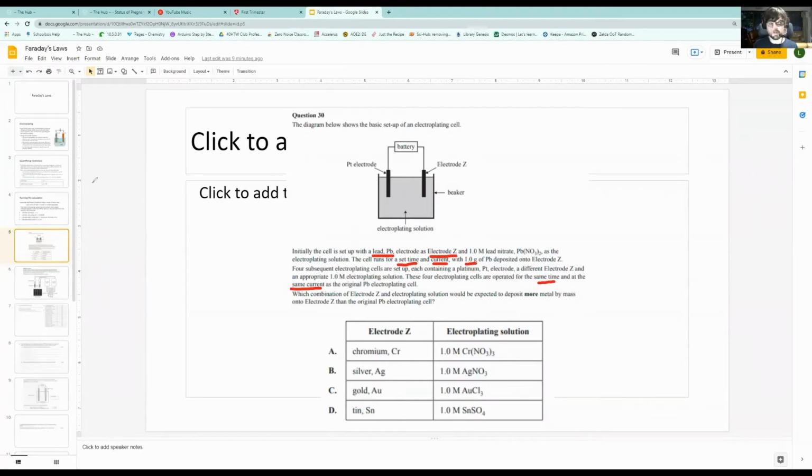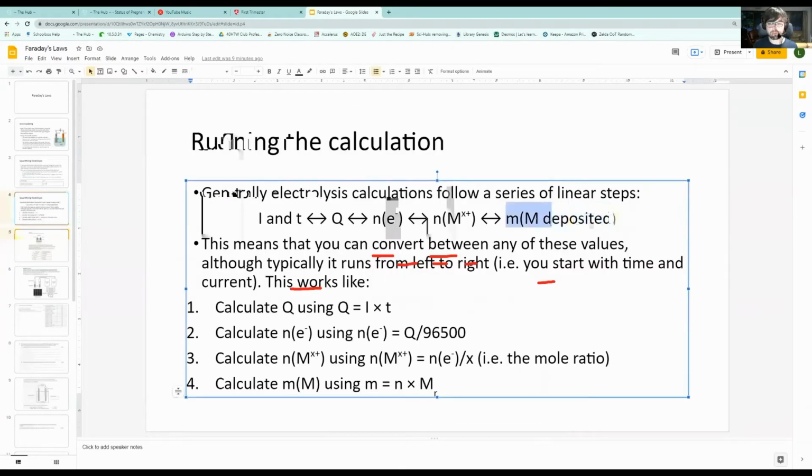let's have a look at our thing back here. We've got a mass of metal deposited, and we're going to have to compare different metals. So we can't run it all the way back to here, and to be fair, we're not actually going to need to. But what we can do is convert our mass back to an amount, and our amount to a number of electrons. We know that the amount of electrons is going to be the same for all of them, and so then we can go forward again, and we can test what the final mass will be for the different ones.